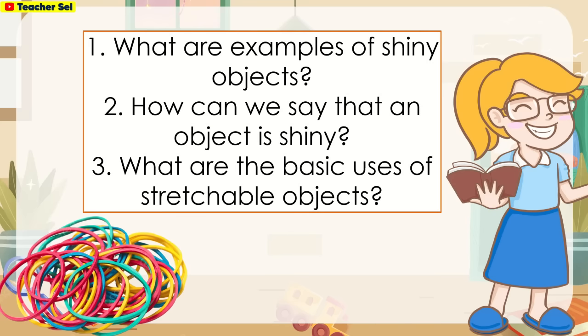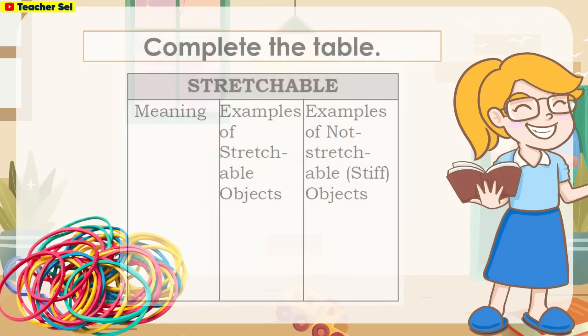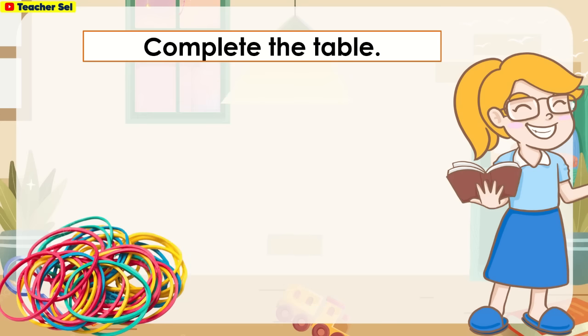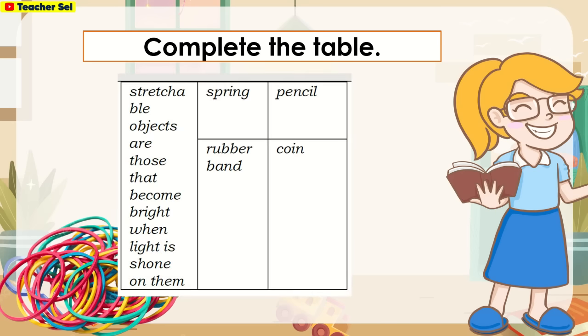What are examples of shiny objects? How can we say that an object is shiny? What are the basic uses of stretchable objects? Complete the table. Stretchable, meaning, examples of stretchable objects and examples of not stretchable or stiff objects. Here are the possible answers.